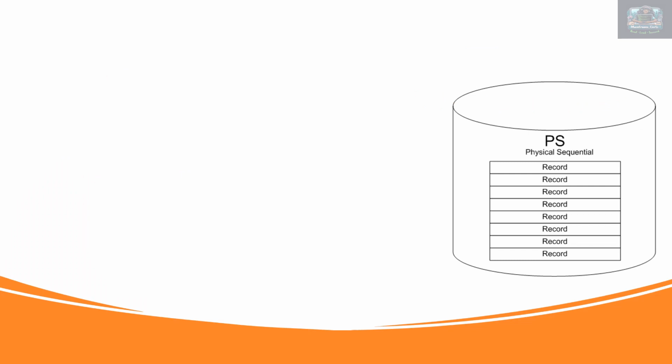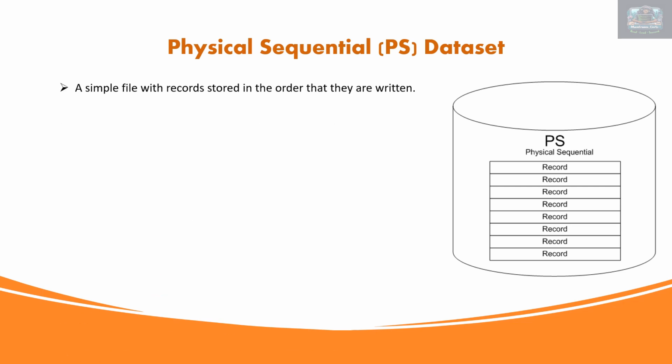The first and most basic file is the physical sequential dataset. It's a basic flat file in the mainframe. It's like a normal file. How do you write in a file? You write one line after another, one after another. Even if you scratch out some line above, you cannot rewrite on that line, right? So it's one after the other. It's a simple file with records stored in the order that they are written.